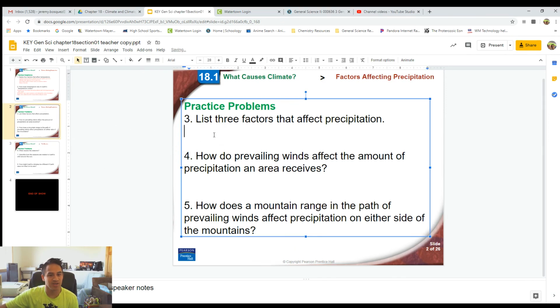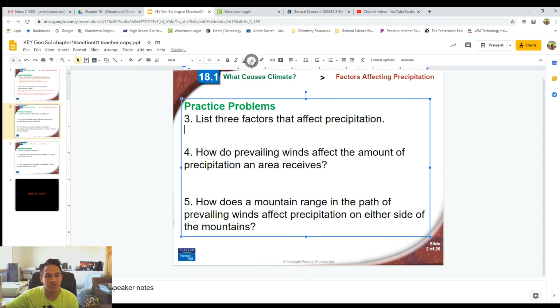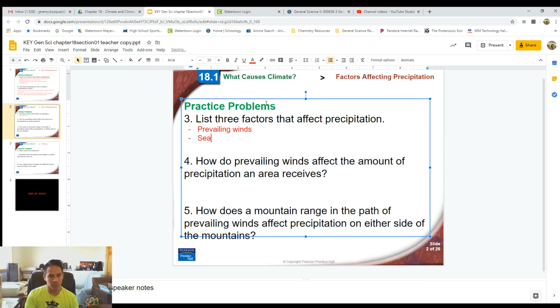All right, number 3. List 3 factors that affect precipitation. Okay, so, again, in the notes, there were 3 things that affected precipitation. If you remember what they were, first one we had was prevailing winds. Okay, so that is where wind moves from one direction to another. Wind moves in a certain direction in a certain location, and it can move water around and heat and stuff like that. We had mountain ranges.